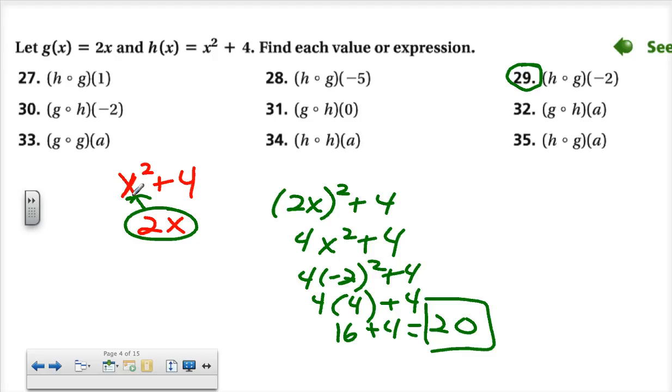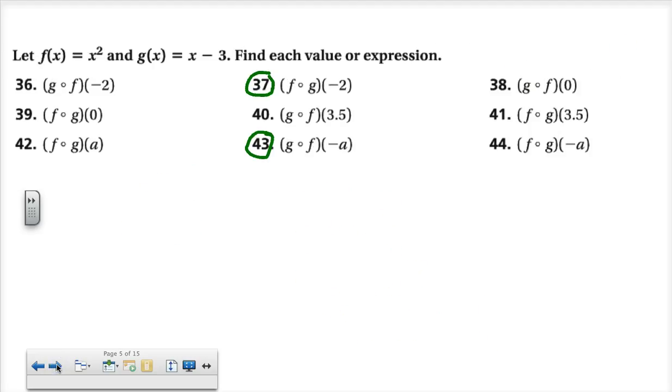And just like I was talking about in class, it's always helpful to go ahead and write the functions down in the order that you see them, so that it'll help you visually put that function into the other function. And that's the part of composition we need to get used to. 37 wants f of g, so I'm going to write down f first, and f of x is just x squared. And then I have g of x, which is x minus 3. And the composition tells me that x minus 3 needs to go right there for x.